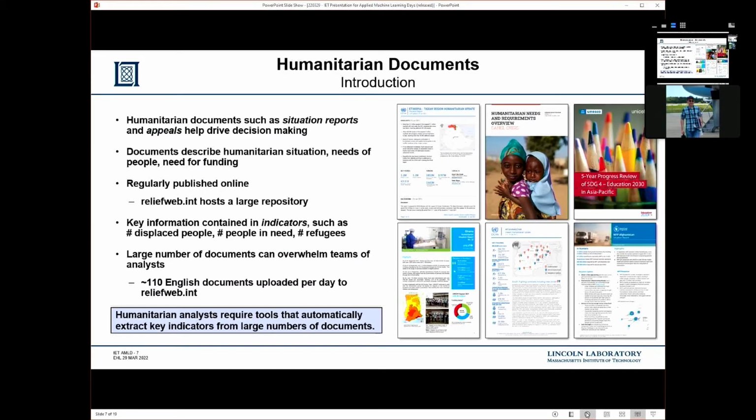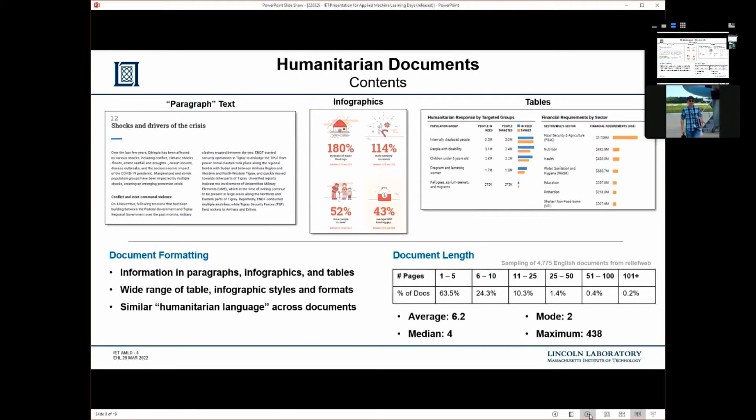A little bit about humanitarian documents themselves. As I've mentioned, these documents tend to contain useful information for analysts to work with to help drive decision making for their respective institutions. There are lots of different kinds of humanitarian documents under format names such as situation reports or appeals. As I mentioned, a lot of the information is contained in these key numeric indicators, which have many different types to them. And there's so many documents that it can overwhelm analysts if they don't have either a large team or some kind of software assisting them in their jobs, which of course motivated the tool that I'll be talking about over the next few slides. Now, within the individual documents themselves, information is also presented in a variety of ways.